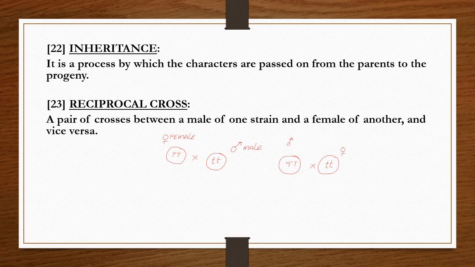So if you cross like this in one strain to get some individuals, you take capital T as a female, and in some other strains we are considering capital T as a male. This type of cross we will call a reciprocal cross. One progeny or offspring we will get through this cross: female is capital T, male is small t. And in other strains we get it by a cross between capital T of a male and small t of a female. Such a type of cross we will call reciprocal.